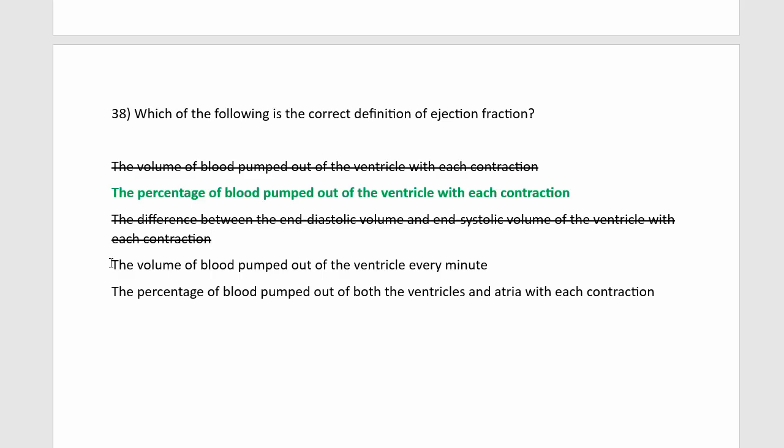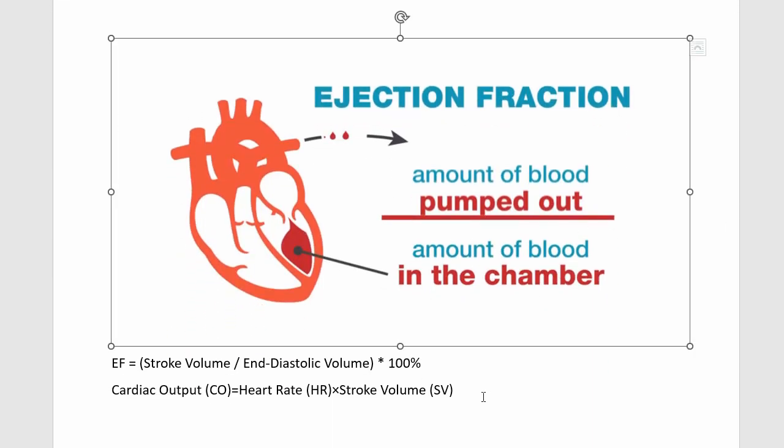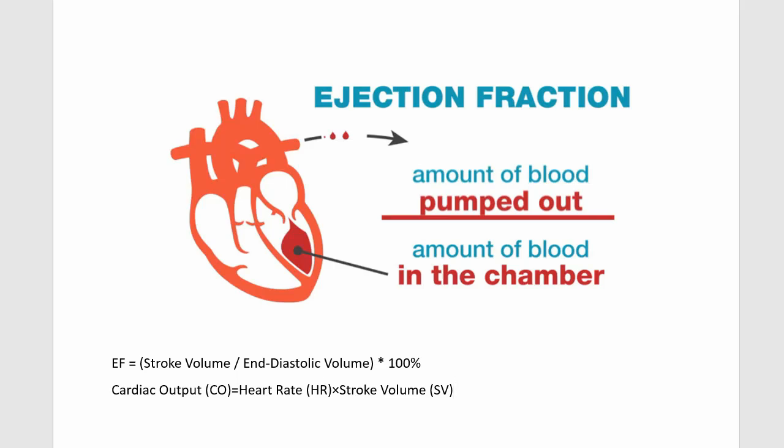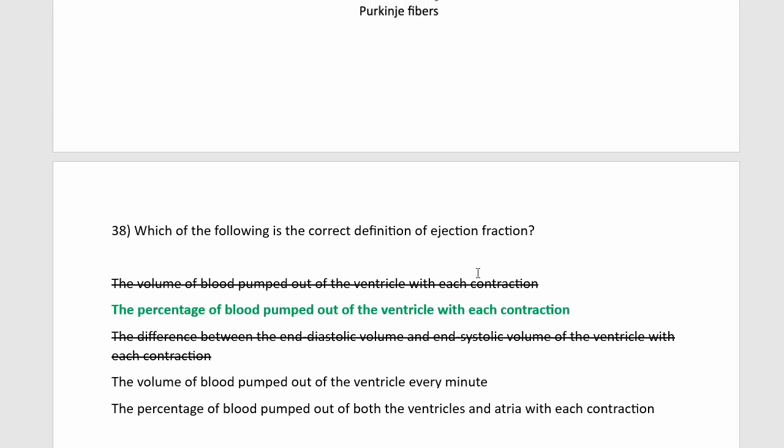The volume of blood pumped out of the ventricle every minute. So this is actually cardiac output. So cardiac output is the volume of blood pumped by the heart per minute. So to get the cardiac output, it's the stroke volume, so how much blood is being pushed out with each contraction, and then how many times the heart is contracting per minute. You combine both of those together, that will give you the cardiac output. So it's not this one.